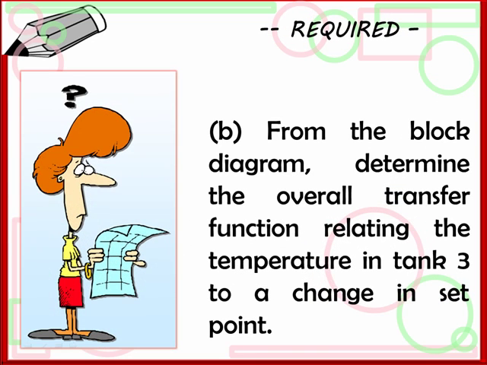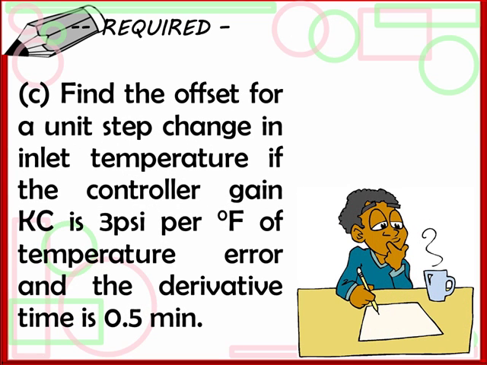Second, from the block diagram, determine the overall transfer function relating the temperature in tank 3 to a change in set point. And third, find the offset for a unit step change in inlet temperature if the controller gain Kc is 3 psi per degree Fahrenheit of temperature error and the derivative time is 0.5 minutes.